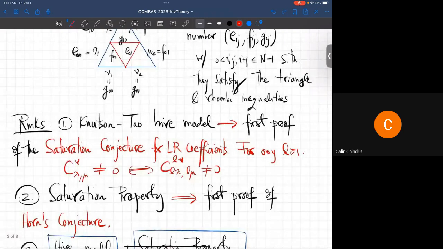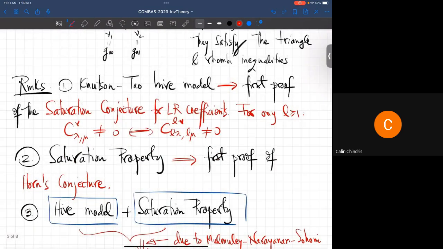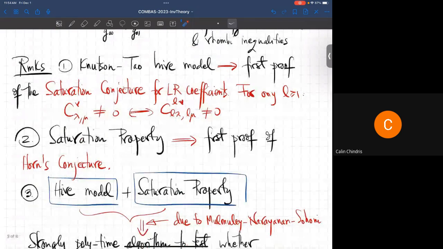And later on, Bill Fulton realized that Klyachko's work on Horn's conjecture, combined with this saturation conjecture for LR coefficients, leads to the proof of Horn's conjecture, which was posed in 1940. And this Horn conjecture was finally proved in 2000. So it took quite a bit of time to prove it. But the saturation conjecture, which relies in an essential way on the Knudsen-Tao hive model, was a fundamental step.